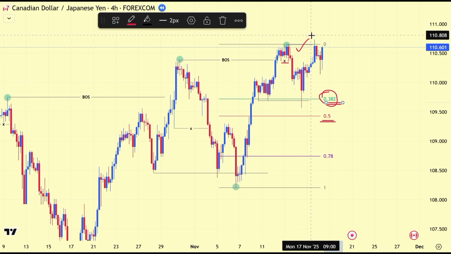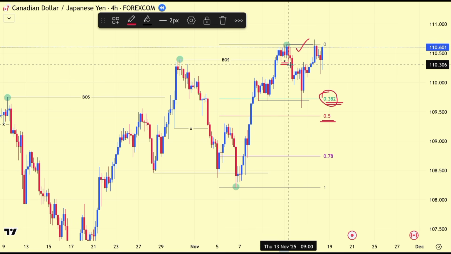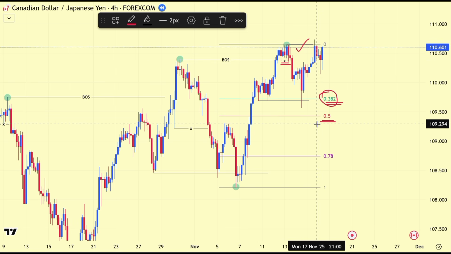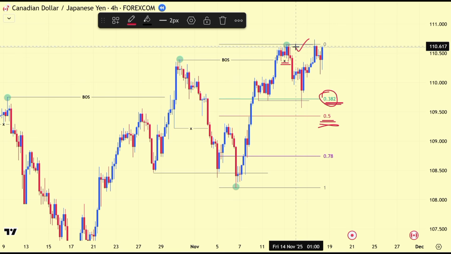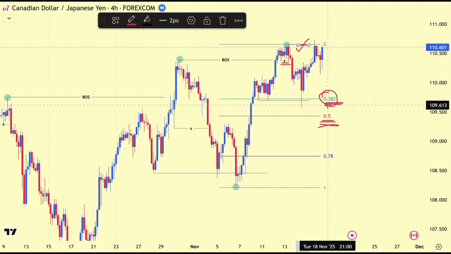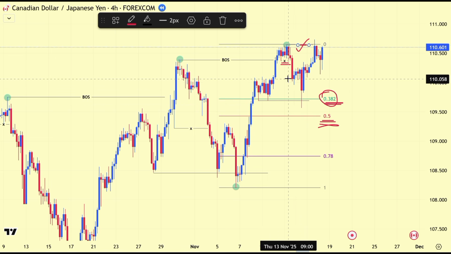Okay guys, so this is what I wanted you to take note of. There are exemptions. Sometimes price can take out the inducement, not make it to the 50% of that dealing range, but make it to the 38.2 of that dealing range, or make a 38.2 retracement, and this one here be confirmed as a valid break of structure, both in an uptrend or in a downtrend. And so how do we know if this one here is a valid break of structure? In a scenario where price has made it to the 38.2 after the inducement takeout.